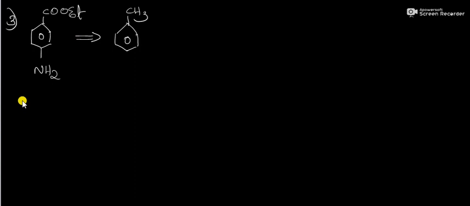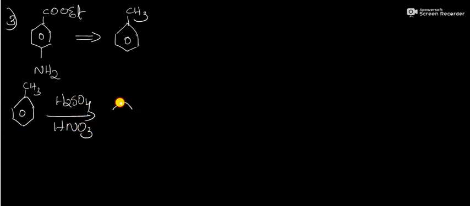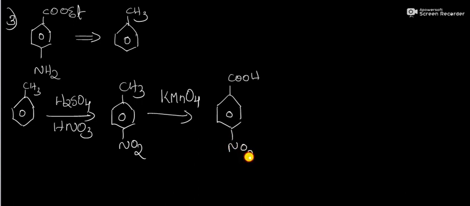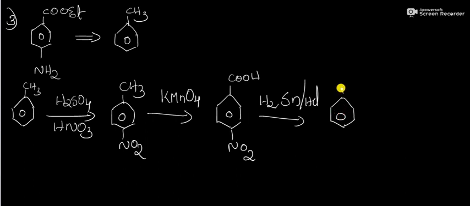First, toluene on nitration using concentrated nitric acid and concentrated sulfuric acid will convert into nitrotoluene, which on side chain oxidation using KMnO4 will convert into carboxylic acid, which on reduction using tin and HCl, the NO2 group gets reduced into NH2.